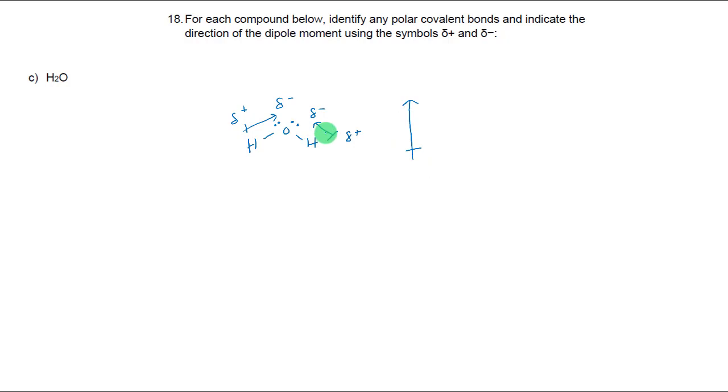For number 19, we draw a Lewis dot structure for each of the following compounds. This is looking at B. I mentioned earlier at some point that the molecules are often written in the order that things are connected. So I have a C bonded to a C bonded to an N. The first C has 3 hydrogens.